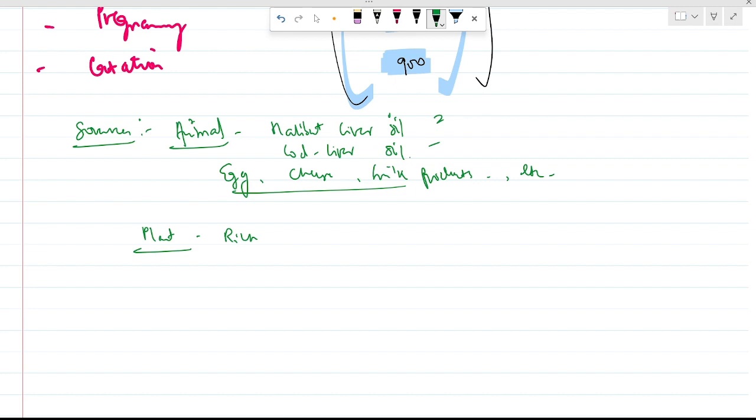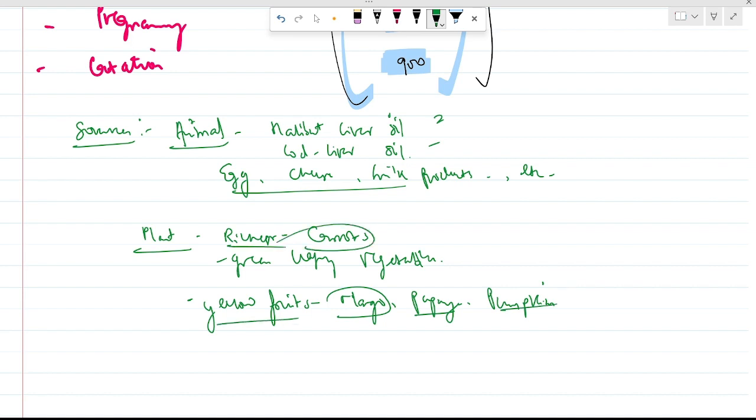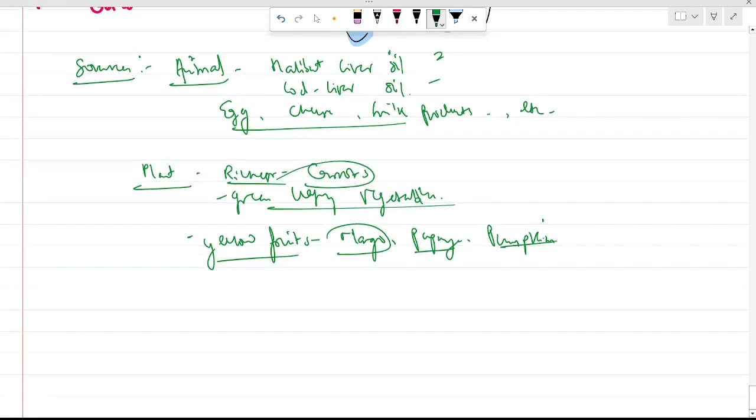Then we are going to see the plant sources. The richest is, we all know, carrots. Then green leafy vegetables. Then the category of yellow fruits, which includes mango, papaya, and pumpkin. The richest sources are carrots and green leafy vegetables. These are the plant sources.